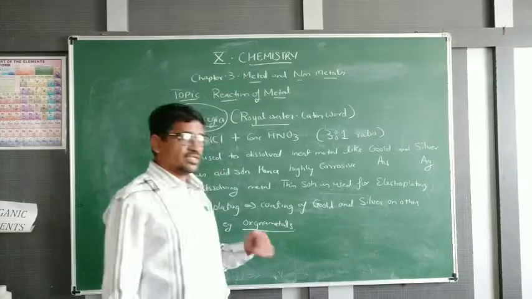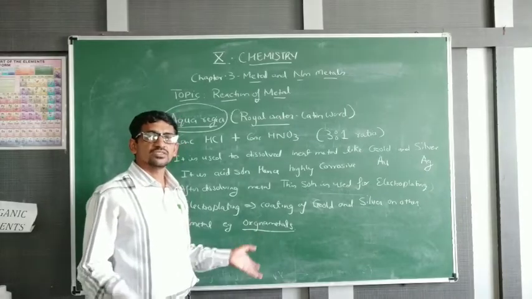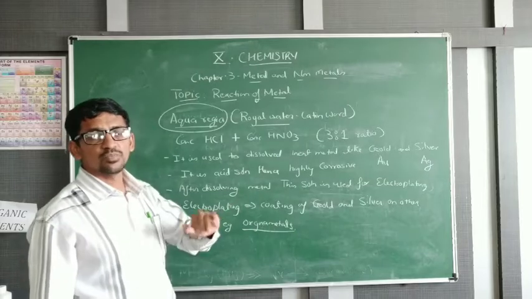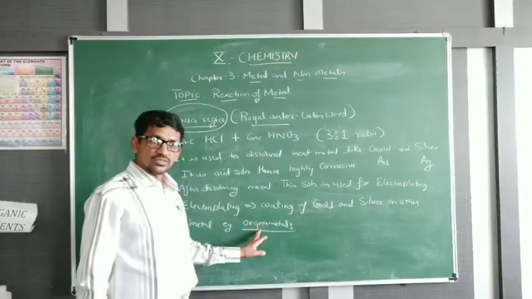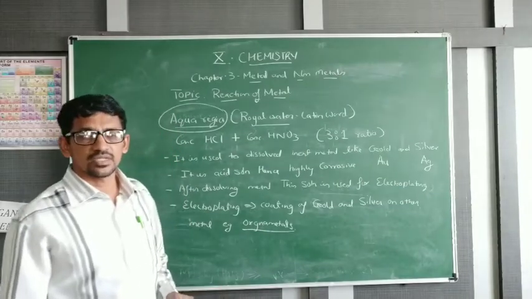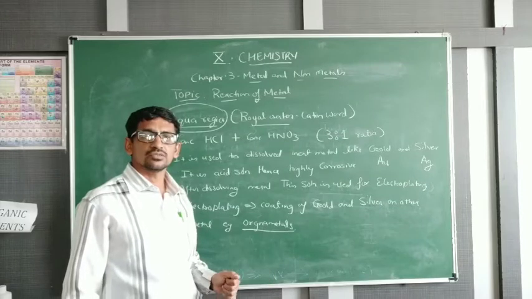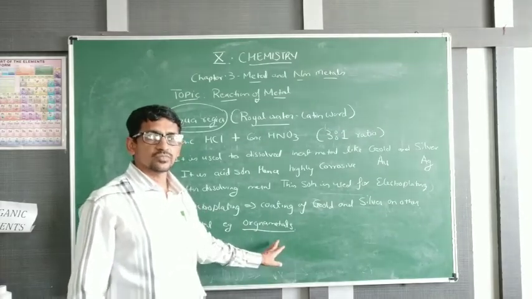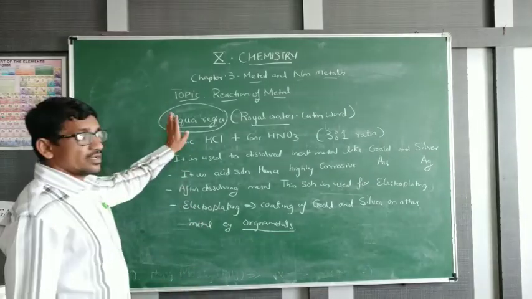That monument is joined to the cathode electrode and electroplating is done. Then silver or gold is deposited on that particular electrode or ornament. This is known as electroplating. For some time you have to switch on the current. It takes 1 hour, 2 hours or more, and electroplating is done. So this is about aqua regia.